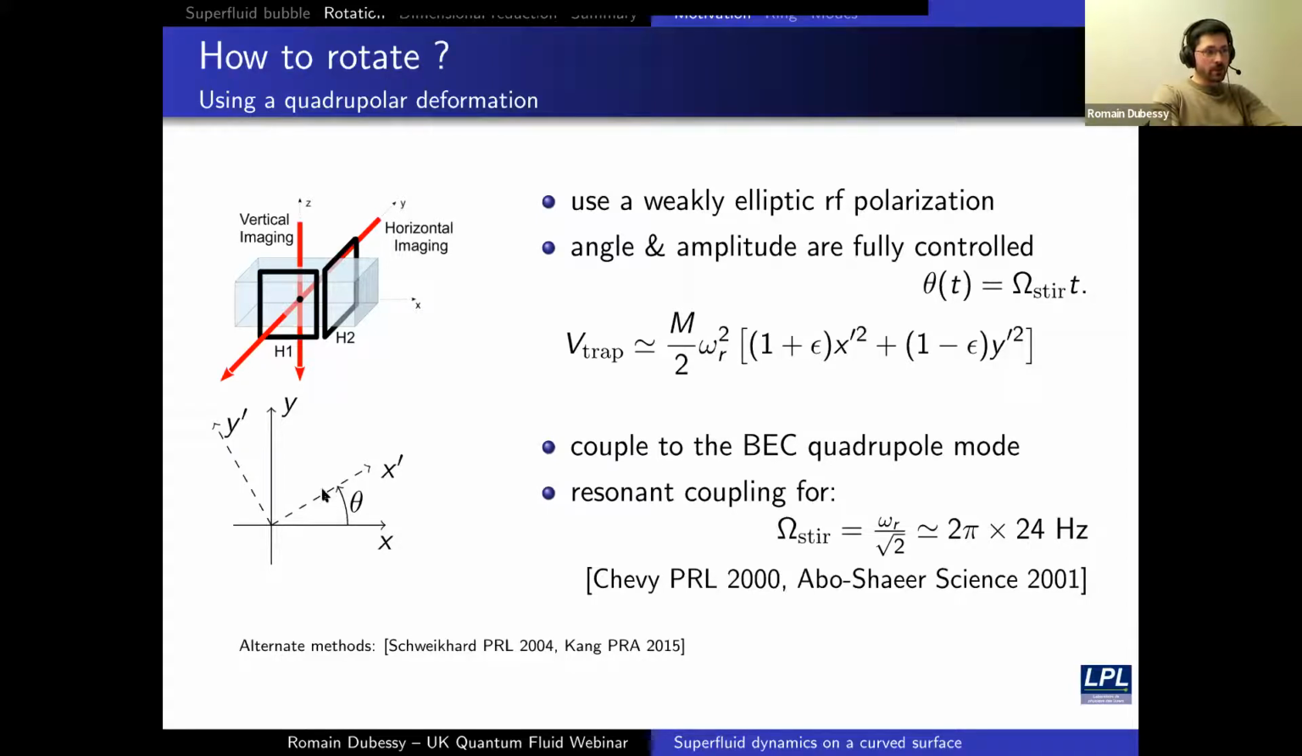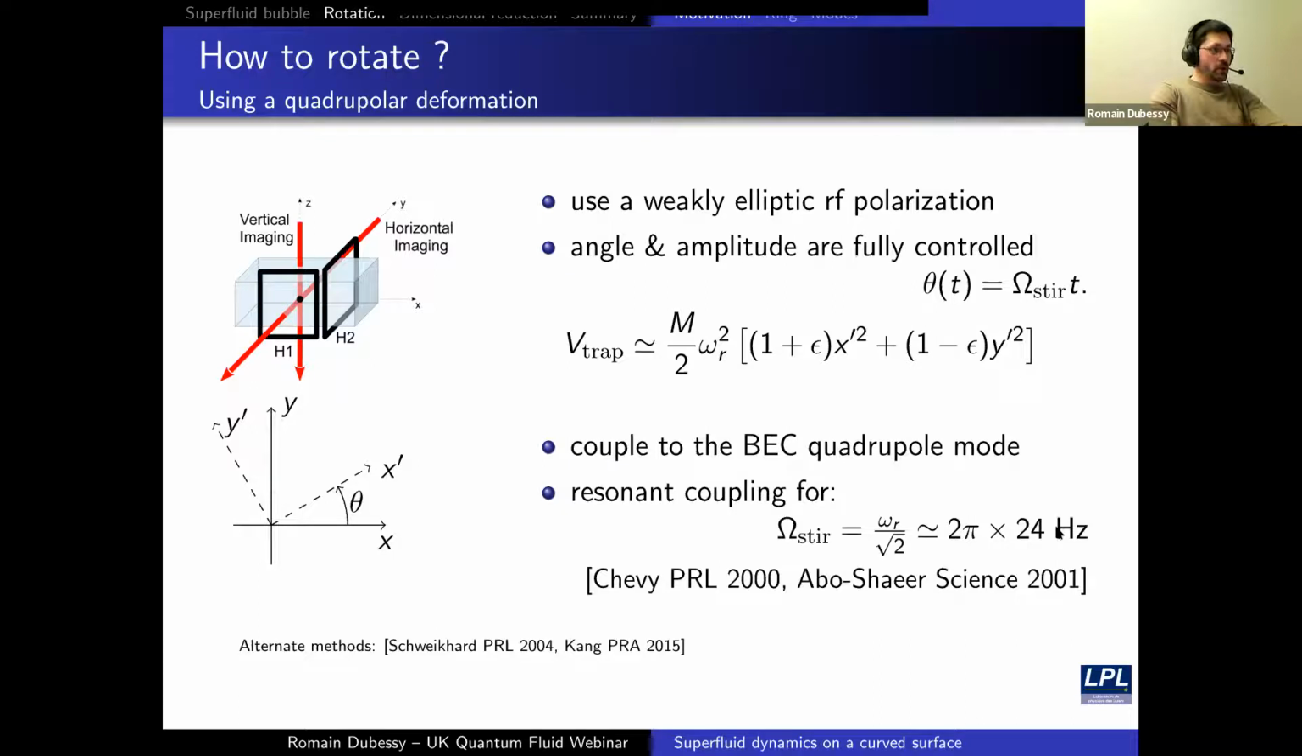And in the new basis, we obtain this potential, and we can control it again by the radio frequency polarization. By controlling the radio frequency polarization, we can control the angle theta here, and we can make it rotate at some frequency. And it is known that if you do that, what you excite is a particular deformation of a condensate, and it will couple to a specific collective mode, the M=2 quadrupole mode. And there is a resonant coupling for some steering frequency that is about 24 Hertz in our system.